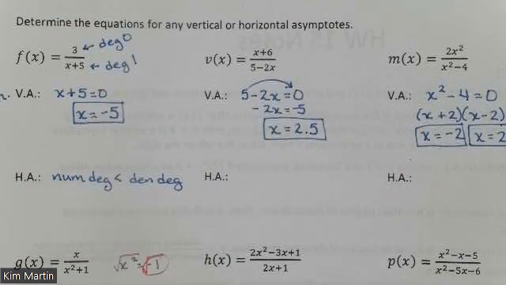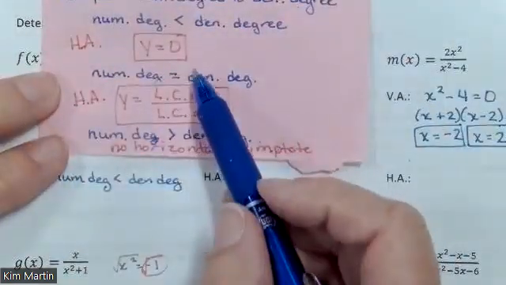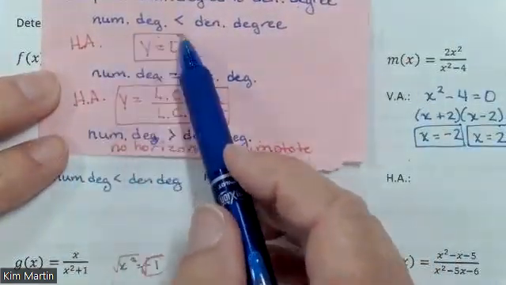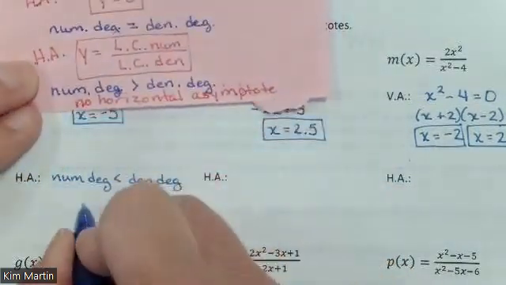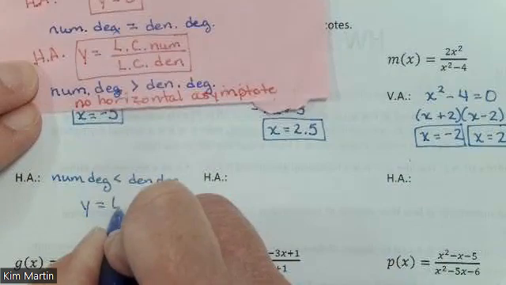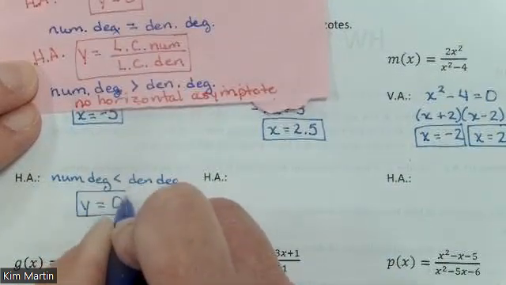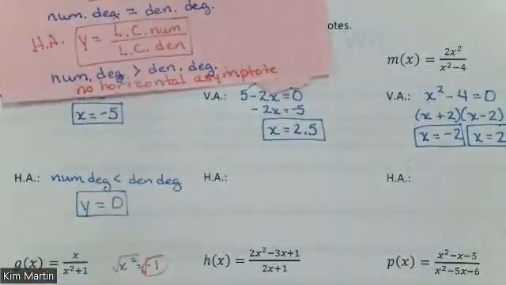I know it's a lot of writing, but I'm telling you, the more you do this, it will become very easy for you. So I go to my handy dandy post-it note and I say, oh, the numerator degree is less than the denominator. I have a horizontal asymptote at y equals 0. And I'll move on, because we're not really having to graph or anything like this.